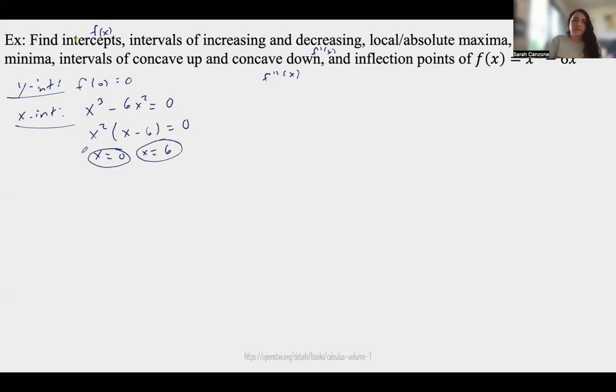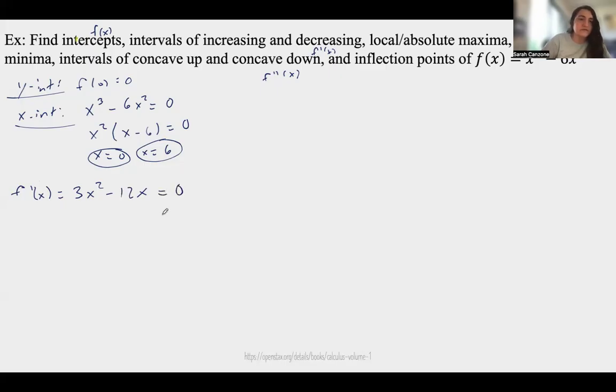This is all we're going to do with the original function. This is really all the original function is good for when it comes to calculus. Now we can use the first derivative to determine intervals of increasing, decreasing, and the extrema. So f prime of x equals 3x squared, since the derivative of x cubed is 3x squared, and the derivative of minus 6x squared is minus 12x.